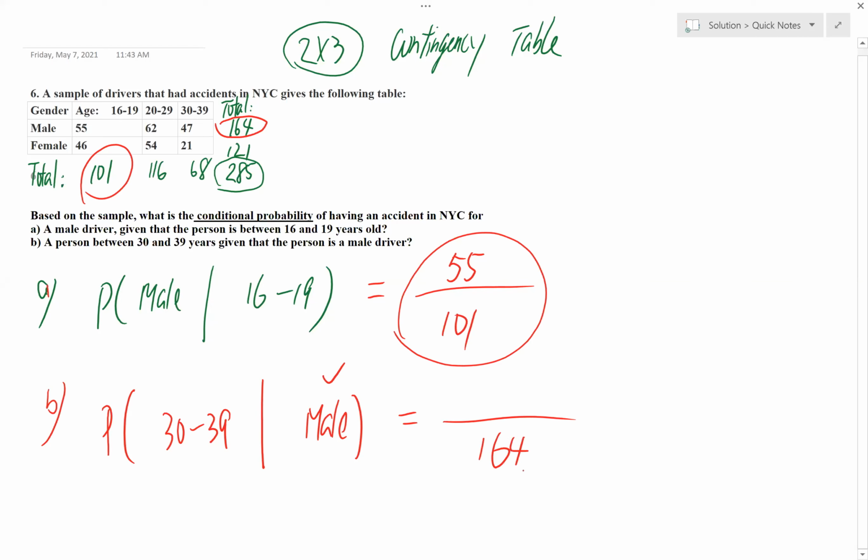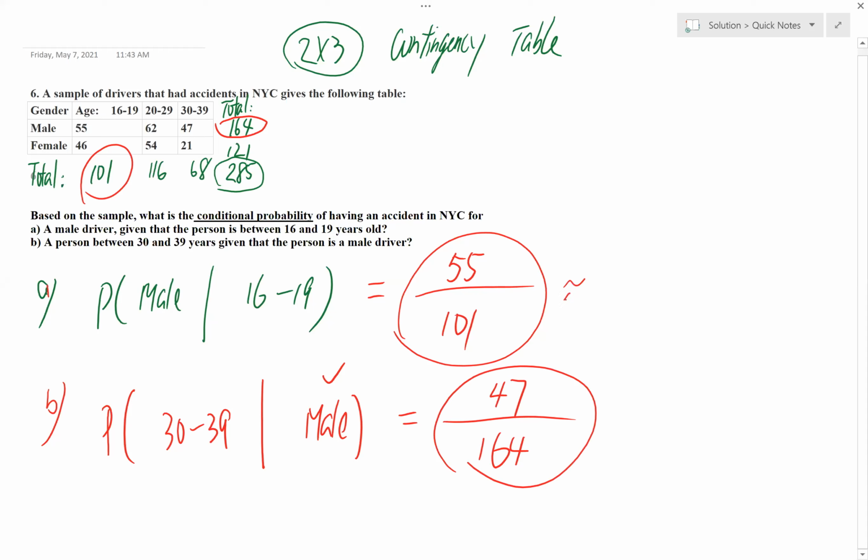Out of 164 male drivers, 47 then fall in the age group 30 to 39. So you do 47 out of 164. And that's how you get the probability for the second one. Okay. So try to understand it in the detail fashion, and definitely you'll be able to get it very quickly.